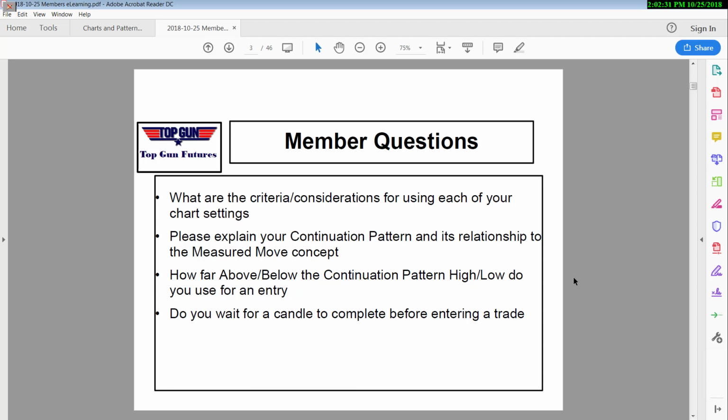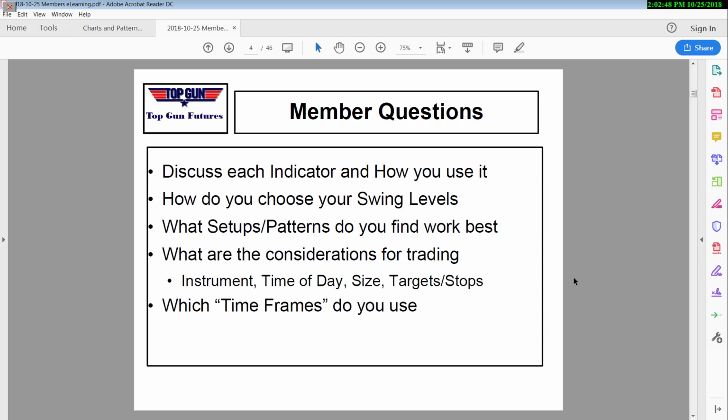And somebody said, you know, I talked about a continuation pattern and a measured move. I want to make sure we cover that. How far above or below the pattern do you use for an entry? And do you wait for a candle complete before entering or exiting a trade? Discuss each indicator and how you use them.